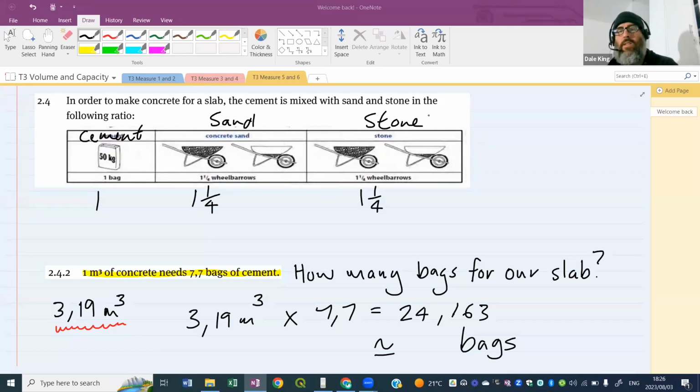Come on. All right, tell us. Why did you say 25 and not round down to 24? So I think it's because if you're going to use 24, there's going to be a remainder. So you might as well buy a new bag, sir. Yeah, very good. If you buy 24 bags, you're still going to need some more, aren't you?